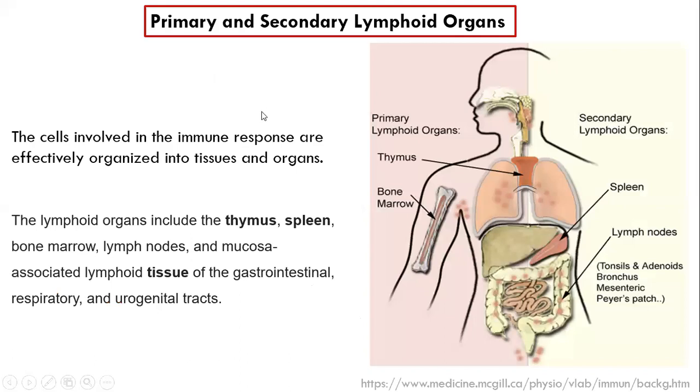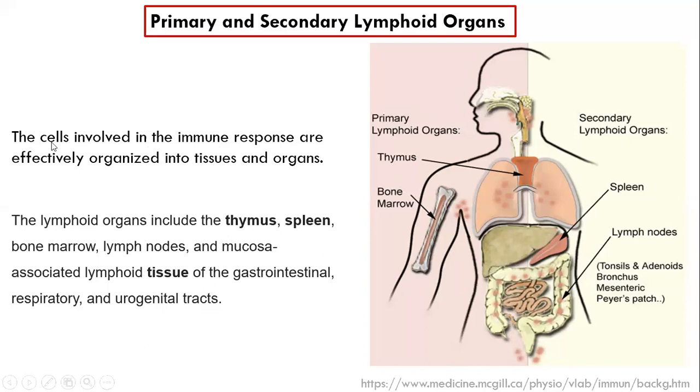So we spoke about lymph in the previous few slides. So we will talk about the lymphoid organs in the body. What are they? Where are they located? And what cells do they produce? The cells involved in the immune response are effectively organized into tissues and organs. The immune cells, which are different, B lymphocytes, T lymphocytes, and many other cells, basophils, monocytes, and all others, are divided into specific locations in the body, the tissues and organs.